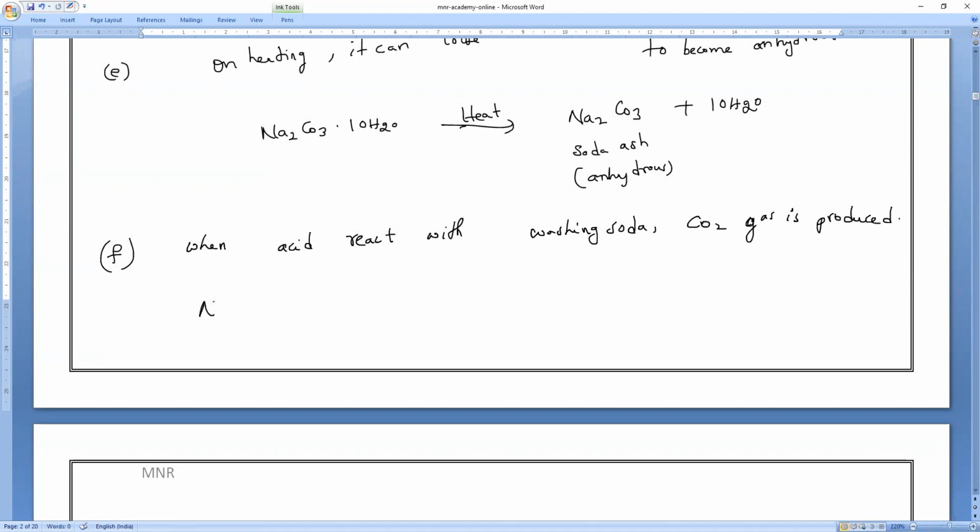Here we need not represent the water of crystallization. I'll write sodium carbonate, which means it is actually washing soda. In these reactions, even in the decomposition of ferrous sulfate, we won't write the water of crystallization. So with sulfuric acid, we get sodium sulfate plus carbon dioxide plus H2O.